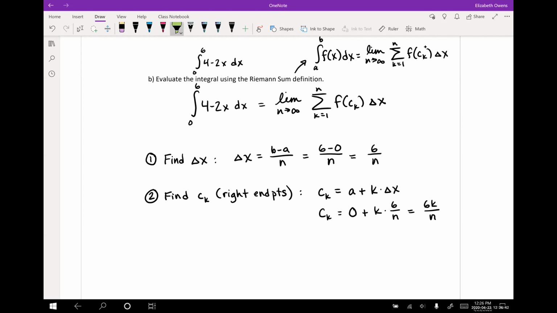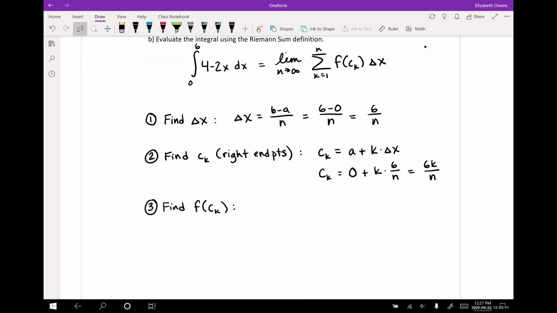Now we're going to keep building outwards here. So we've found delta x, we found the ck's, and those ck's need to get plugged into the function so we can get f of ck. And that's our next step here. Okay, find f of ck. And our function f of x is the integrand, 4 minus 2x.